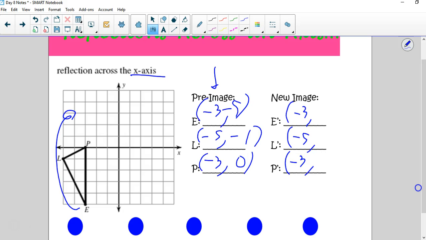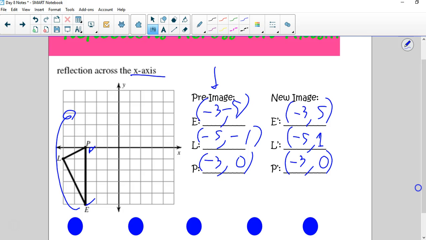Because they won't change. And all I do is take the y's, if they're correct, which now they are, and make them opposite. So my -5 is going to become +5. My -1 is going to become +1. And the opposite of 0 is just 0. There is no opposite. So P prime is actually going to be in the same spot.